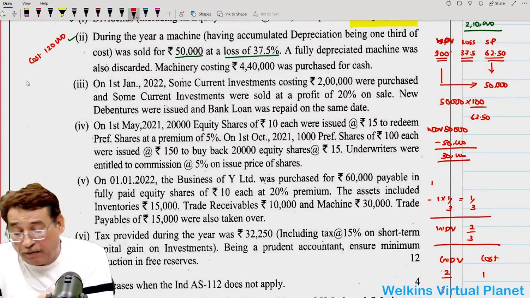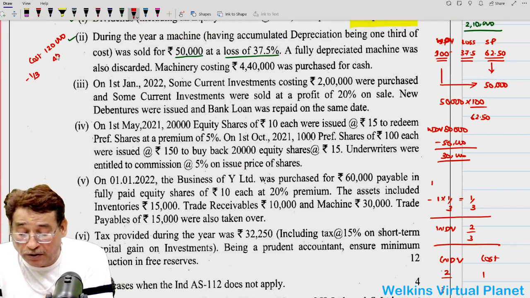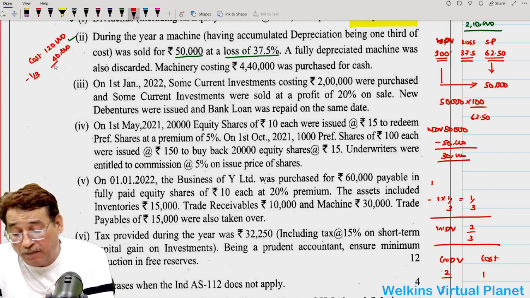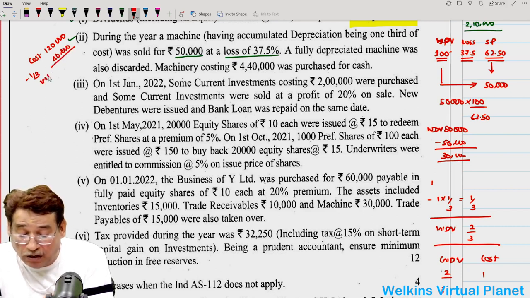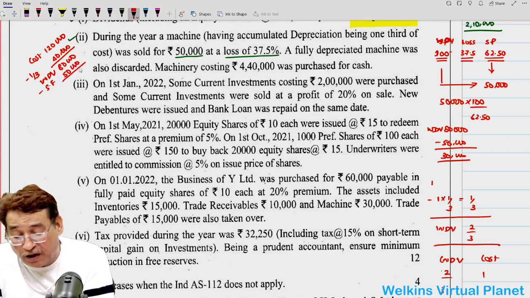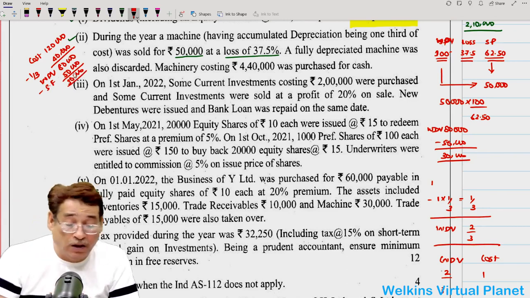One third is the depreciation. Now we can find out depreciation is 40,000. So on this machinery, that is why the written down value is 80,000, which we have already found out. And we have sold this machinery for 50,000. That means loss is 30,000. Loss is 30,000. Is it clear to you?